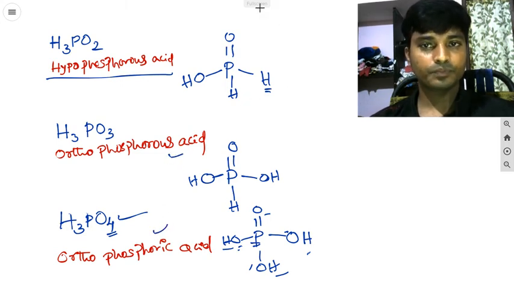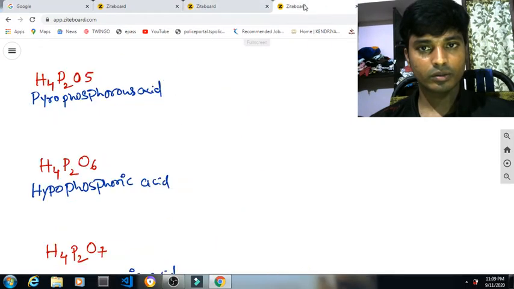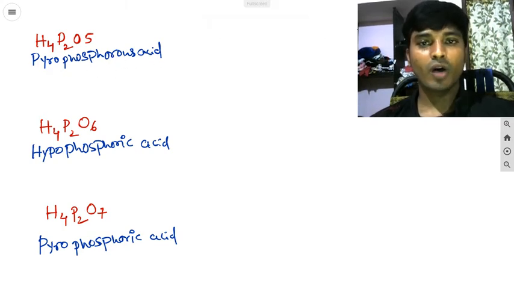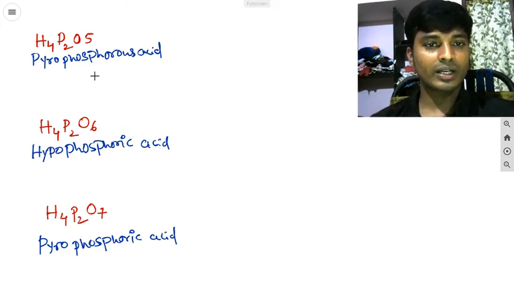Now we will see the next one, which is pyrophosphorus acid. So what is this pyrophosphorus acid? This is coming from phosphorus acid only. You know the structure of phosphorus acid, right? H3PO3. This is the structure of phosphorus acid, H3PO3. So if 2 molecules of this are combined, so into 2 you do.